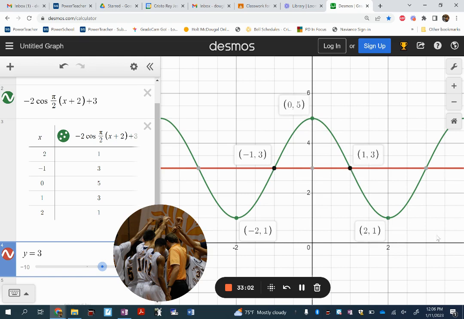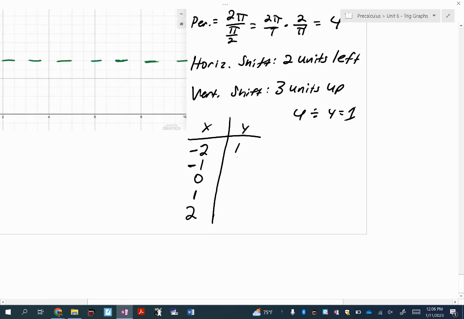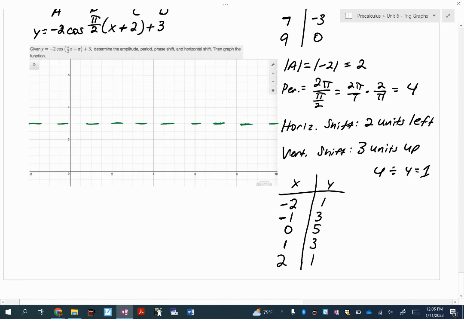All right, I'll try my best to show you why it's kind of starting there and not how we did cosine at the very beginning. All right, so let's do 1, 3, 5, 3, 1. There it is. 1, 3, 5, 3, 1. Here we go. So negative 2, positive 1. Negative 1, positive 3. 0, 5. 1, 3. And finally 2, 1. So it looks like this.